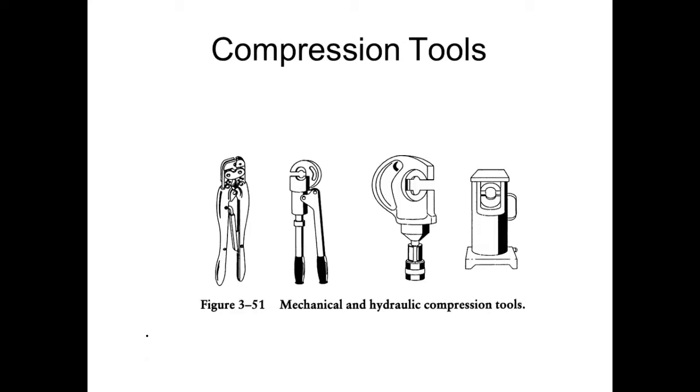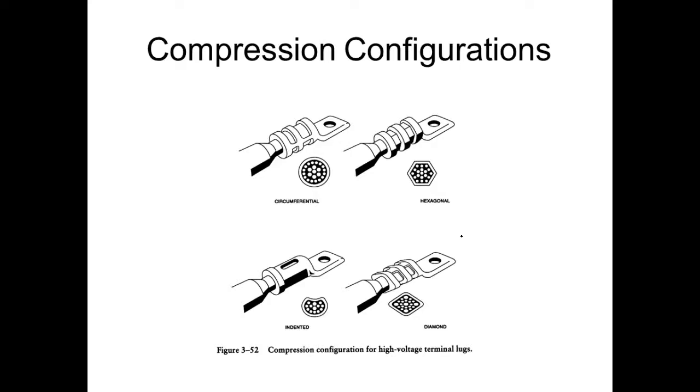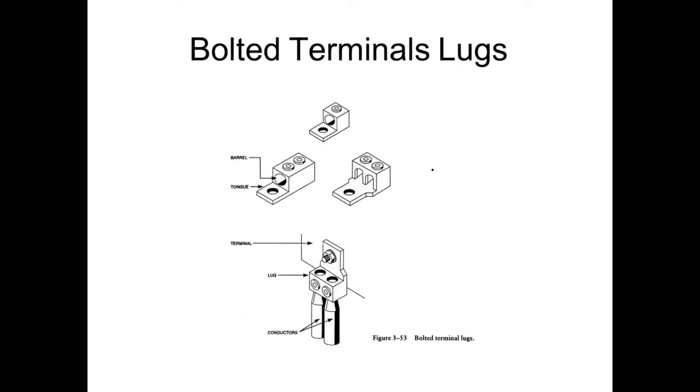So these are different compression tools. And of course, this would be the hydraulic ones, right? Compression configurations. The one that we have is either this one. The real small ones are the round ones, but the larger ones are this hexagon. Yeah, on this one, the larger one is the hex type. These are both the terminal lugs. Everybody okay here? Most of these are pretty straightforward.